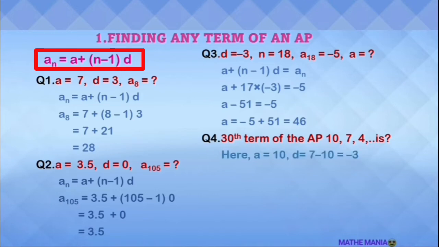You know that d is obtained by subtracting any two consecutive terms. So here d is equal to 7 minus 10 equal to minus 3. As it is negative, this is a decreasing AP and the 30th term will be smaller as compared to the given terms. Let's find out the 30th term. Putting the values in the formula, we get a30 is equal to 10 plus 29 into minus 3, equal to 10 minus 87, equal to minus 77.